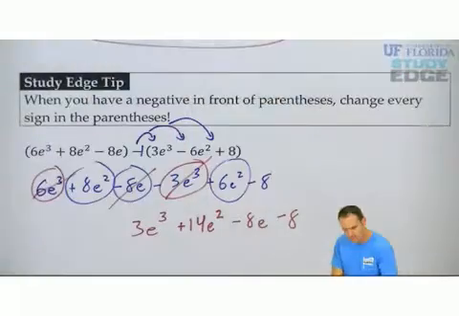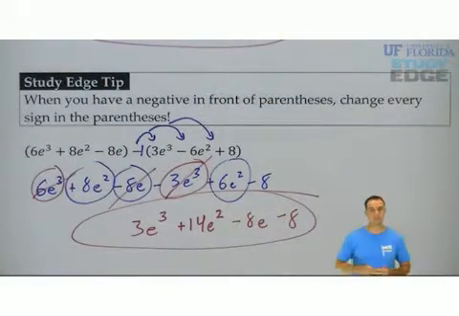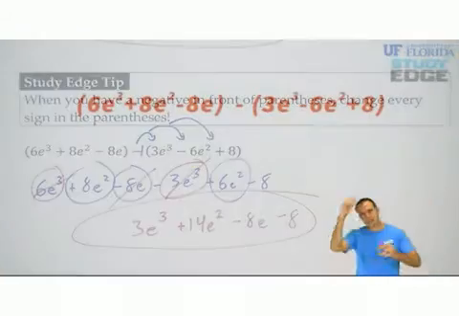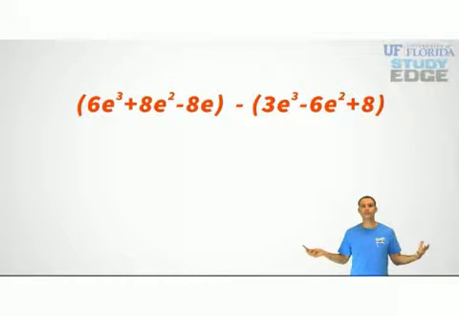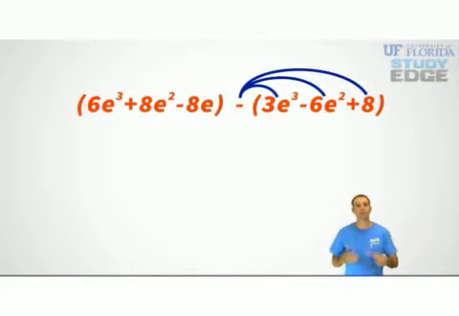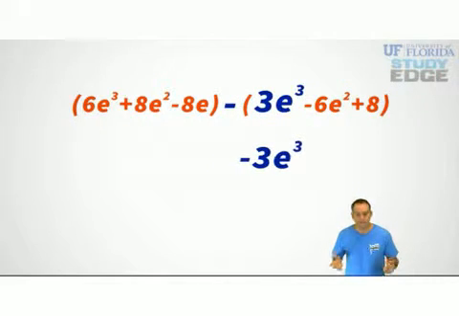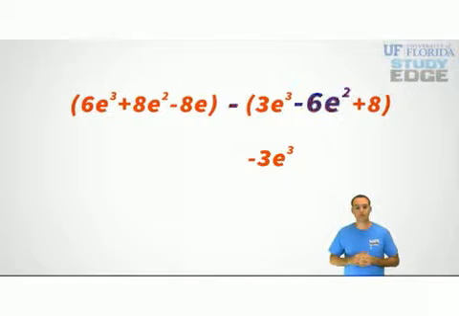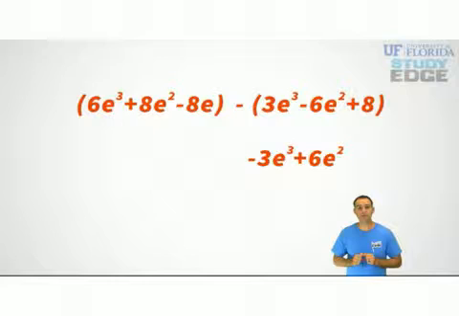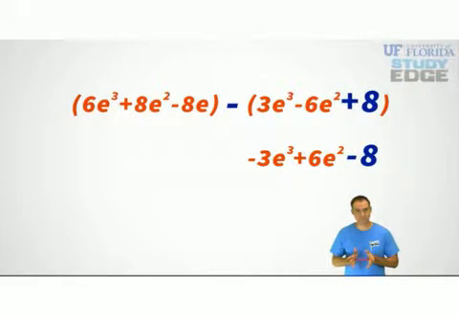And minus 8, also nothing to combine for that constant. And that would be my final answer. So again, let's look at this one more time. Bring it up. Here we go. First thing we're going to do is take that negative sign and distribute, meaning we're going to change every sign in the second set of parentheses. So that becomes minus 3e to the 3rd. Then we have plus 6e squared. And lastly, we have minus 8.